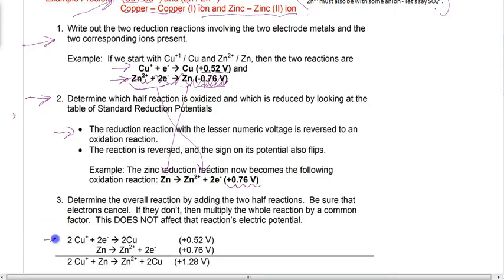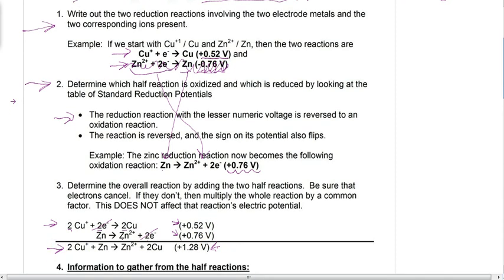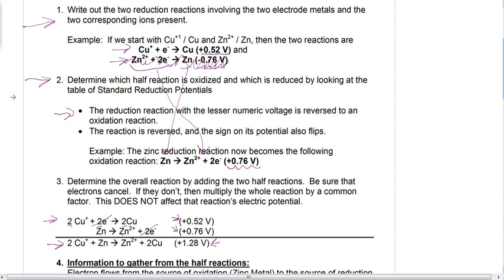You would write copper plus 1, and there's 2 of them, and 2 electrons turn into 2 coppers and still have the same voltage, whereas zinc turns into zinc 2 plus and 2 electrons and has the same voltage. Then we would do just like we did with balancing redox reactions. We would cancel out anything that appears on both sides, which will typically just be the electrons, to get the overall reaction, and then add up the 2 voltages to get the overall voltage of the cell. So 1.28, that's almost as good as a regular AA battery, so that's not bad.